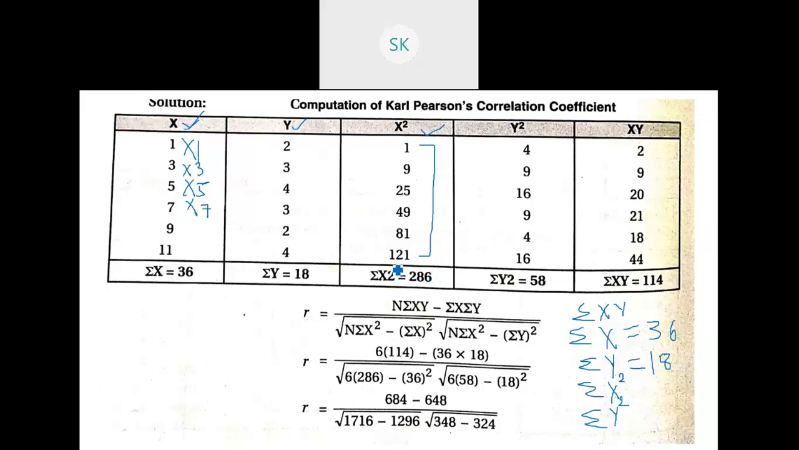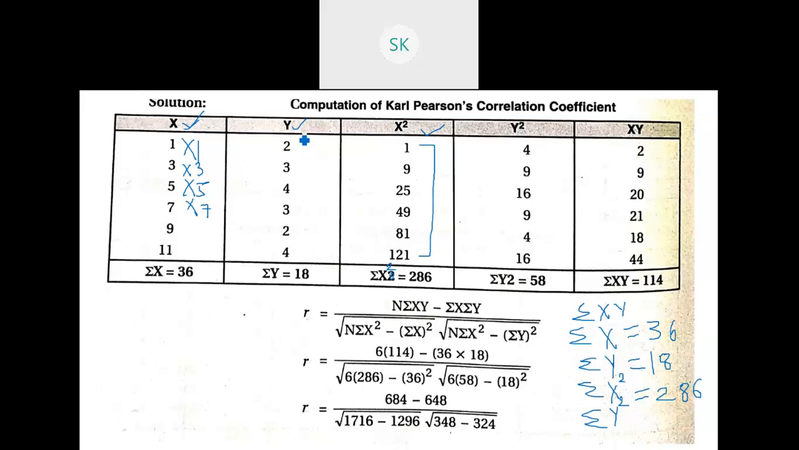This is actually x square, they forgot to put the square up. Okay, let me write that properly. So sigma x square is equal to 286.